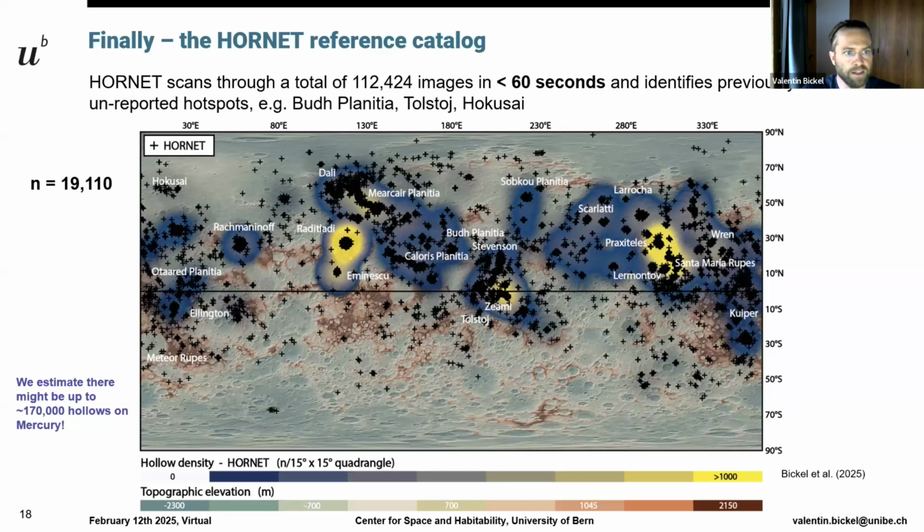And what I wanted to highlight here is that we identified 19,000 individual hollows so far. But if you actually do the math and consider how many spots on the surface we are still missing with images and coverage, and combine this with the performance of the tool, we estimate there might be up to 170,000 hollows on Mercury, actually. So it's a very big number of hollows. It's far more than just the 400 we knew about before.